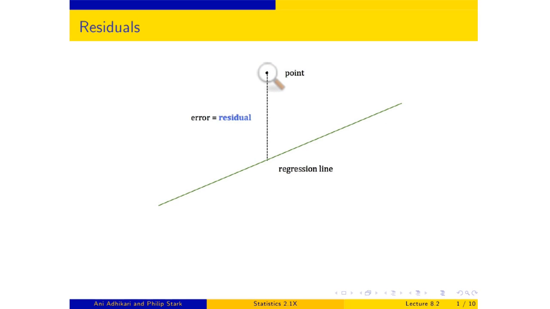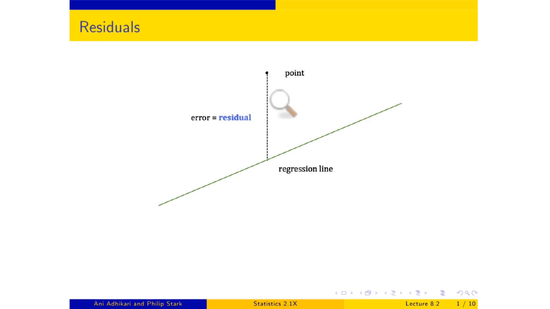For this point, it's not exactly on the regression line, it is a little bit off. It's this much off, and that's the error, also known as a residual. Residue is what's left over, and this error is what's left over after you've made your regression estimate. And what we want to do is get some sense of how big those errors are.